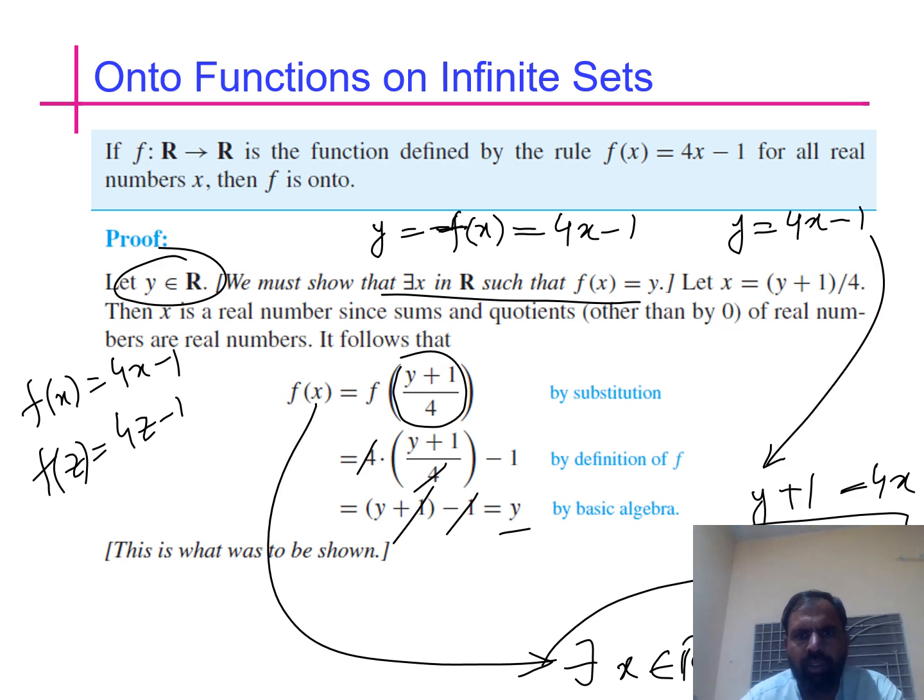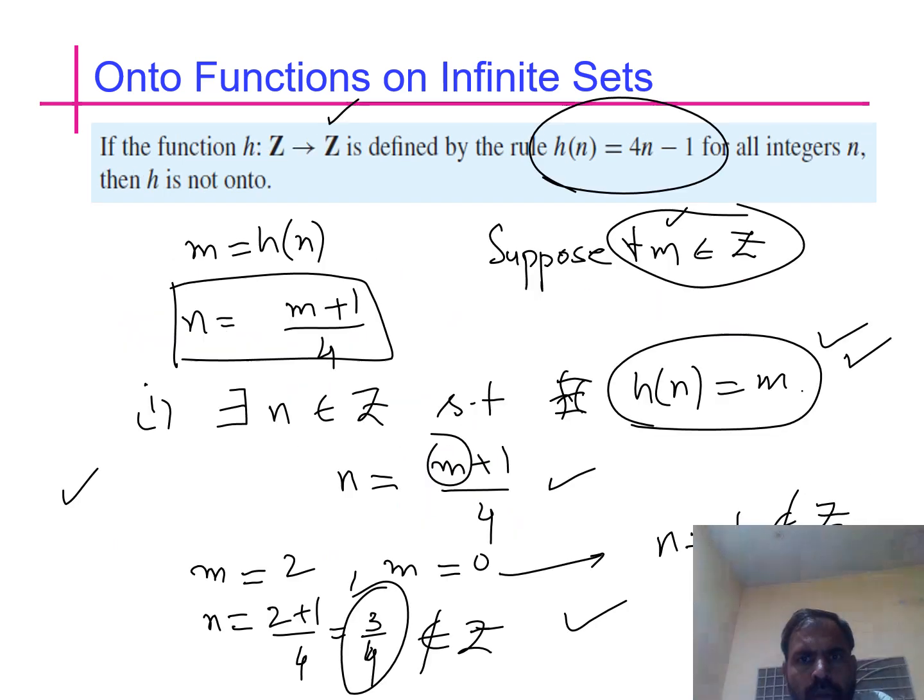So if we put x equal to (y plus 1) by 4 into the definition of the function, 4 times (y plus 1) by 4 minus 1, and by basic algebra we cancel out these 4s, so y plus 1 minus 1, which is equal to y. So this is what we had to show.